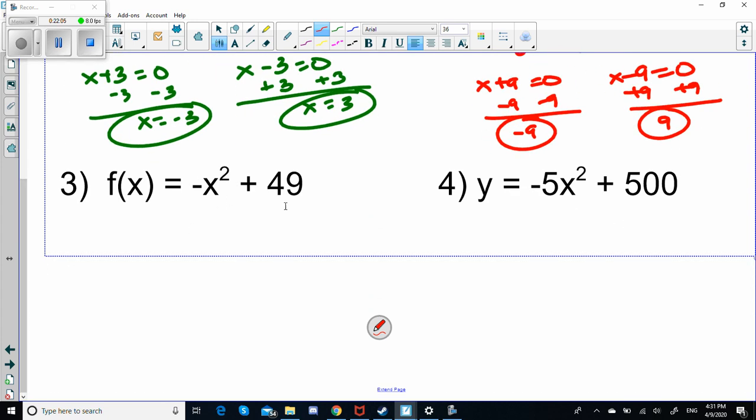Okay, down here, this is almost a difference of squares. So again, I'm replacing the f of x with 0. And I'm going to factor out a negative 1 as the GCF, and then that will make it a true difference of squares. So I can factor that.